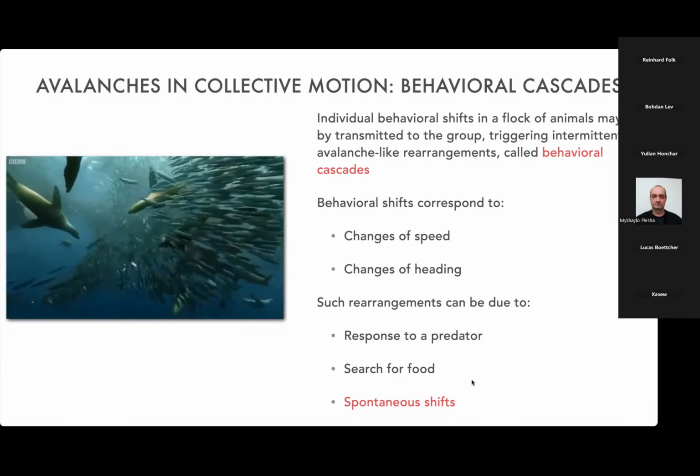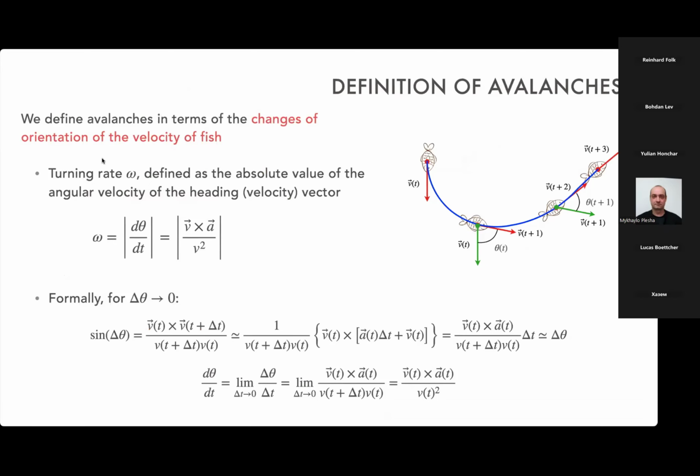So we can observe these rearrangements, these behavioral shifts, in terms of the way they turn. This can be measured by what we call the turning rate, which is essentially the absolute value of the angular velocity of the heading vector, which we identify as the velocity. Here is the math, and the idea is that you can compute this just knowing the velocity and acceleration of the fish at each point of time.